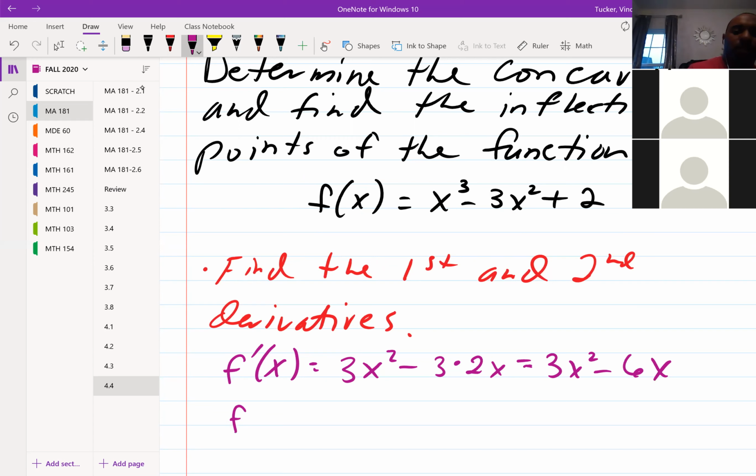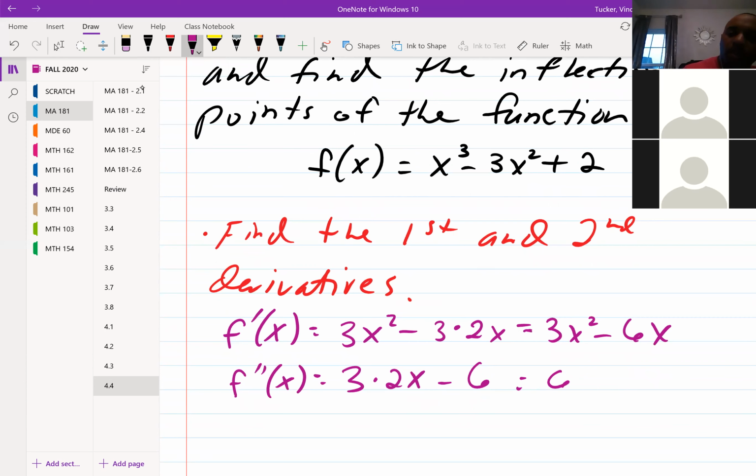Now, the second derivative of f, we'll do the same thing for this. Bring down your 2, subtract 1. And then that'll be 6 for the derivative of 6x. So that's going to be 6x minus 6. All right. Questions on the first and second derivative?